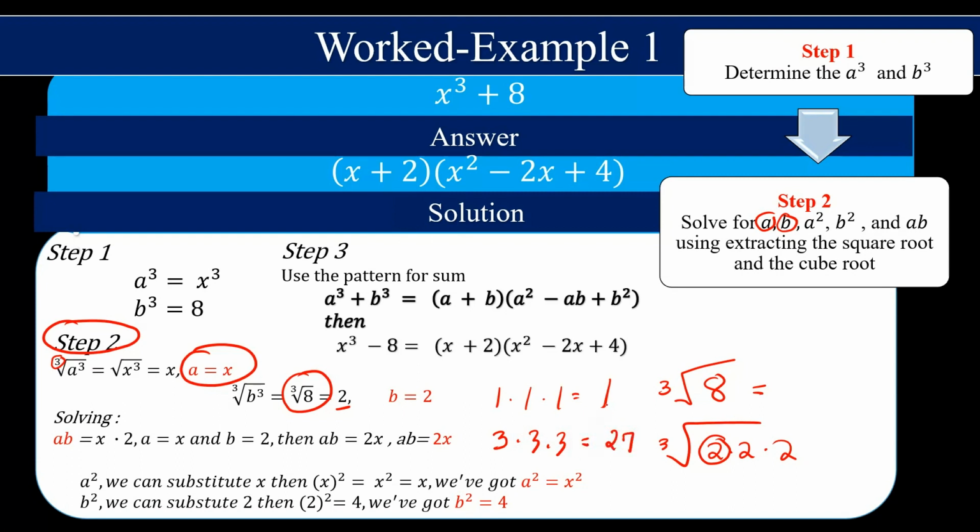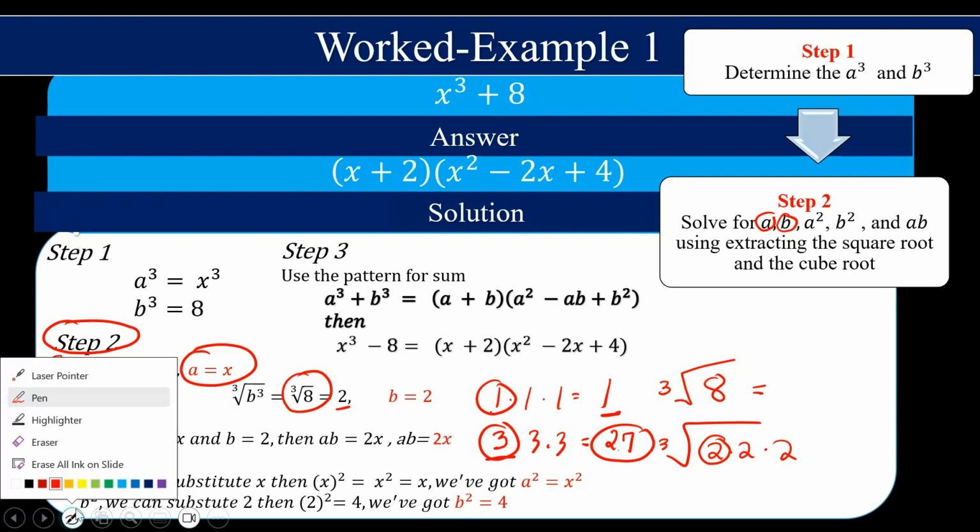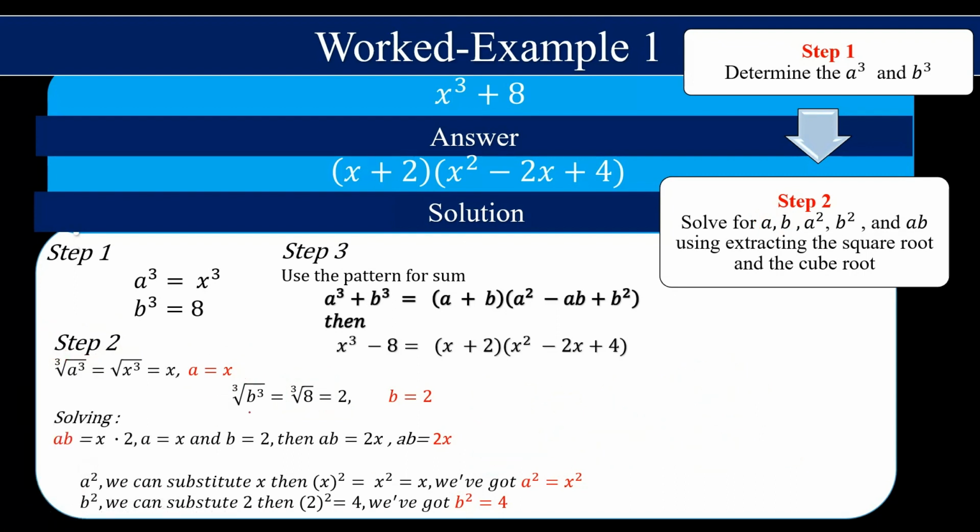These numbers, 1 and 27, are cube numbers. Their roots are 1 and 3. Given 27, its cube root is 3. In the same manner, the cube root of 8 is 2. So, the term A is x and B is 2.